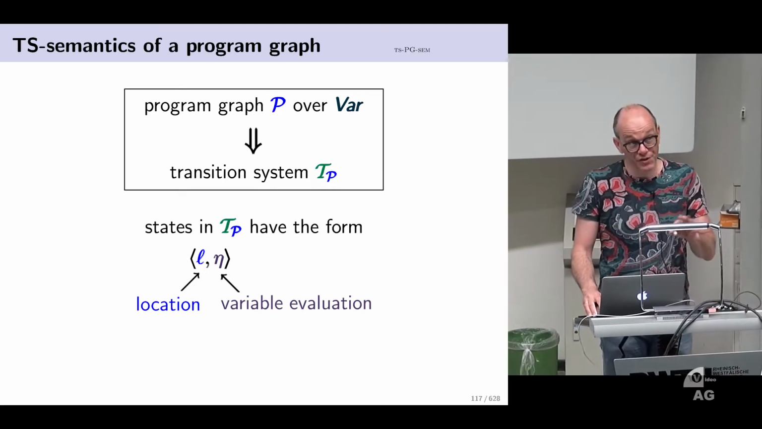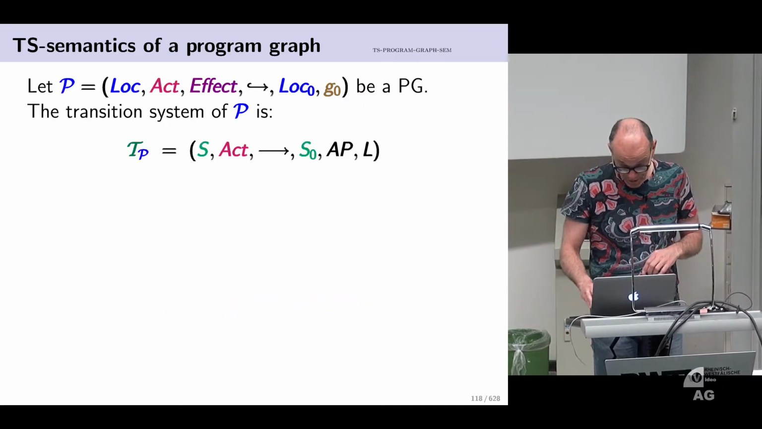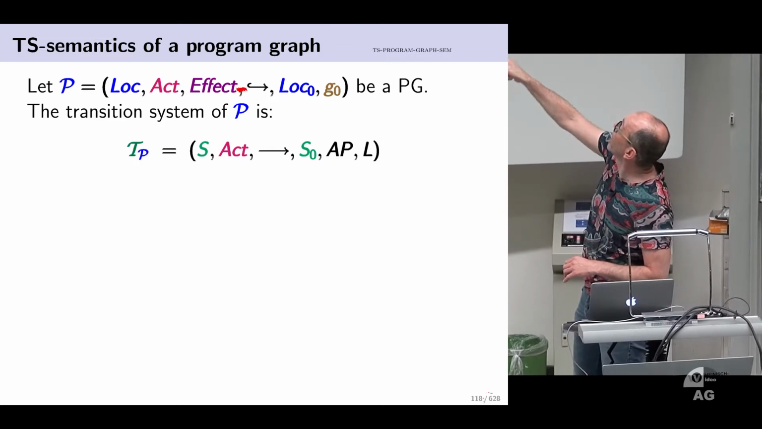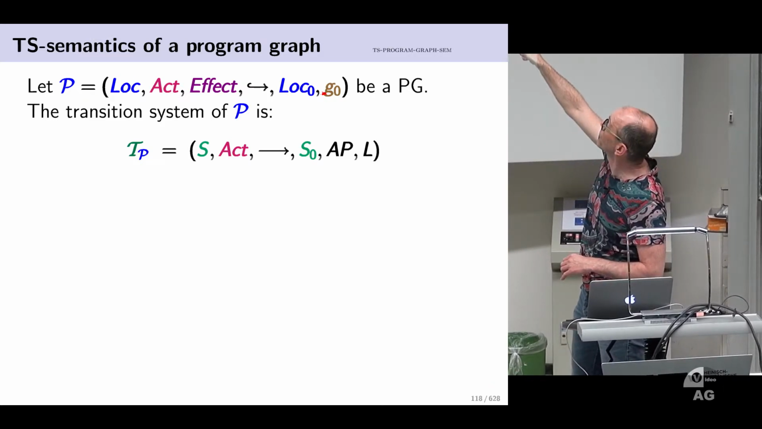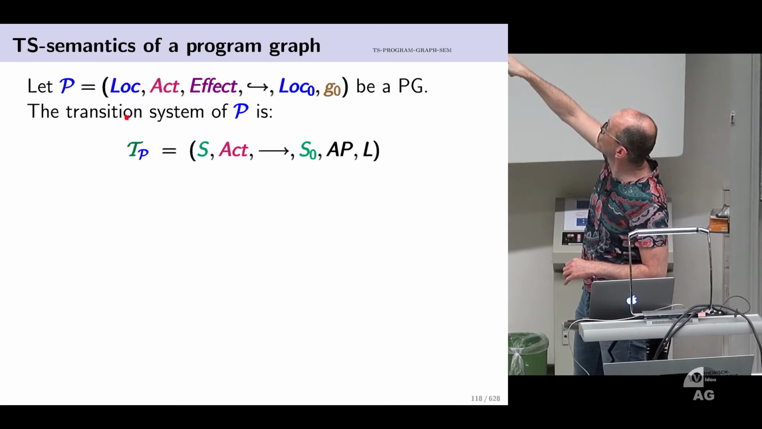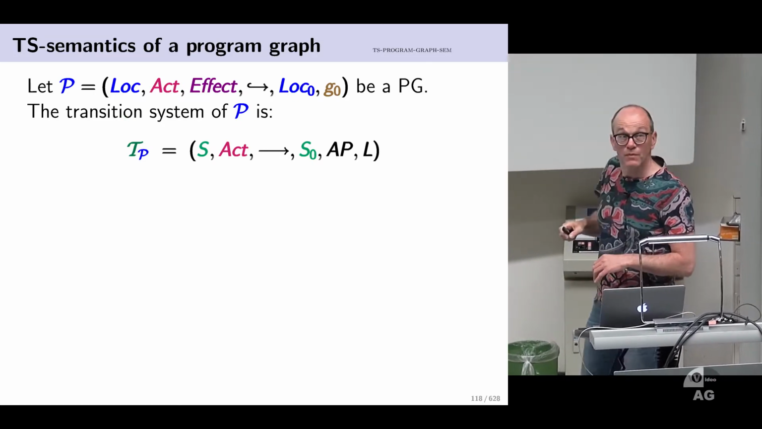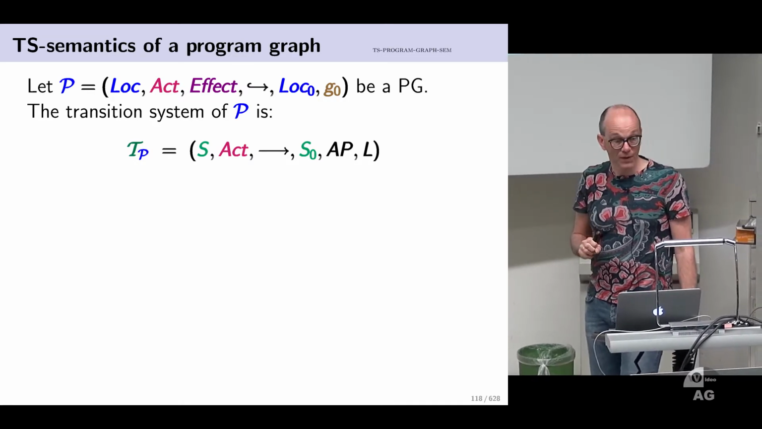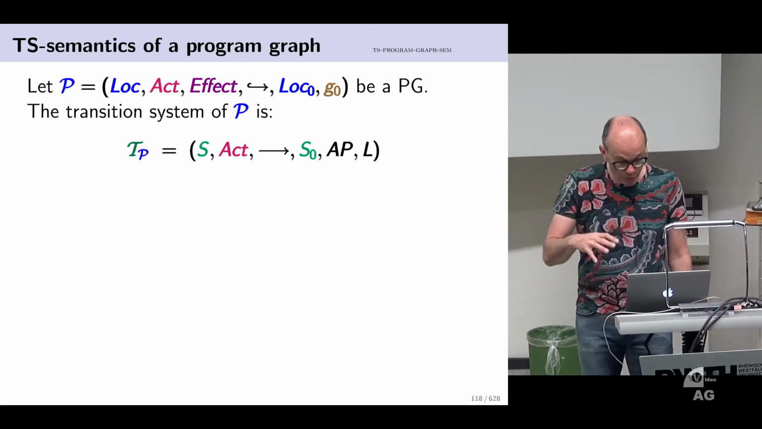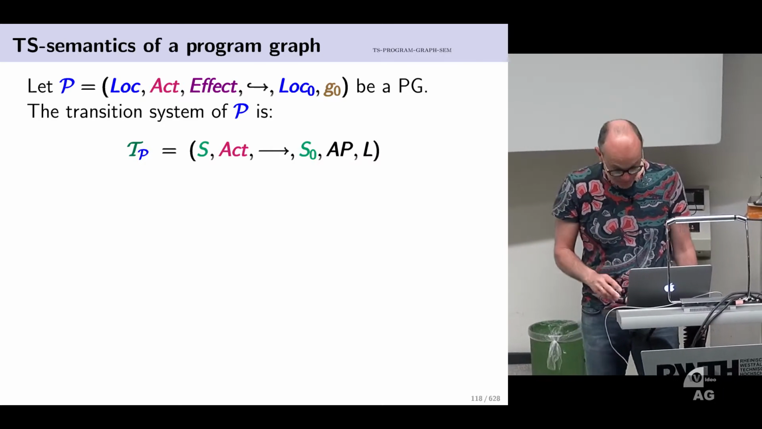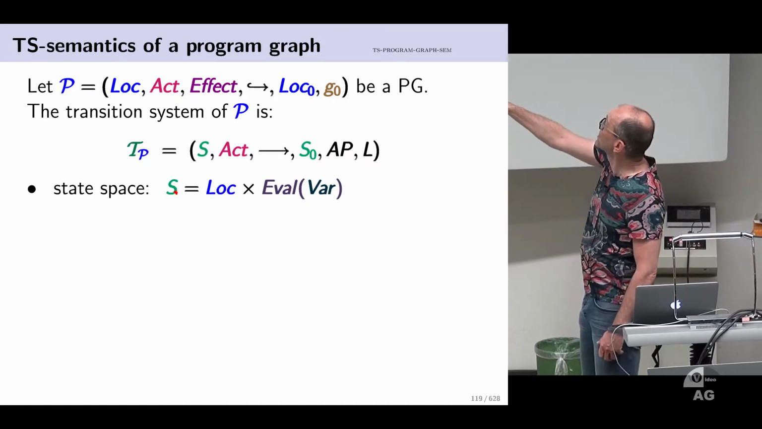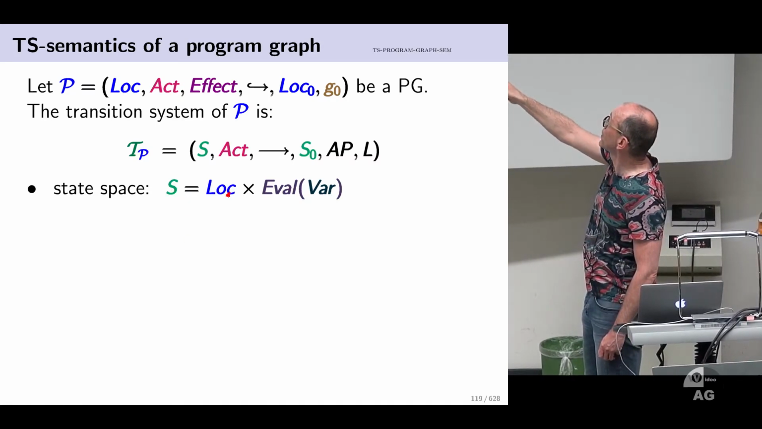Good. So states are pairs. Yeah. Good. Then the input is a program graph. This is the formalization of such a program graph. And now I would like to describe the transition system of P. So for this specific program, what is its transition system? What is the representation of all its possible behaviors? Good. We just have seen states are pairs. So the state space is the Cartesian product of the set of locations plus all the valuations of the variables.